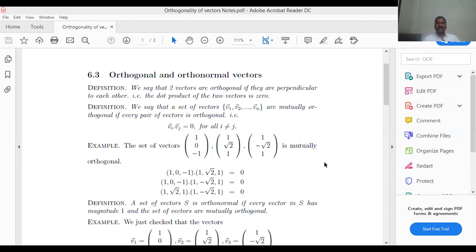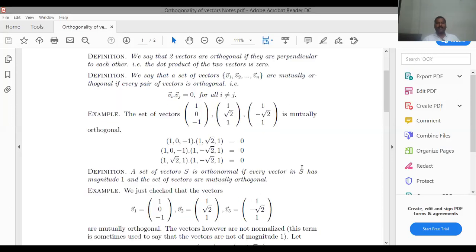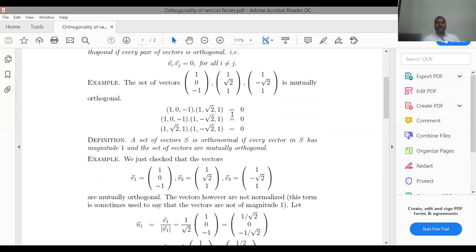Example, the three vectors in front of you, you find the dot product pairwise, meaning x1 with x2, x2 with x3, x1 with x3. And we see that the dot product between them pairwise is 0. So I say that these three vectors form a set which is an orthogonal set.